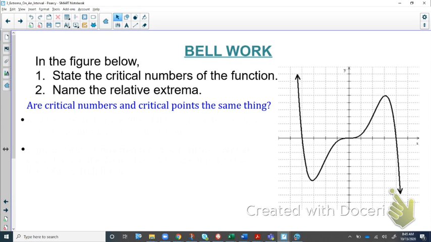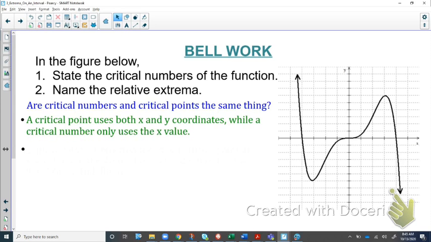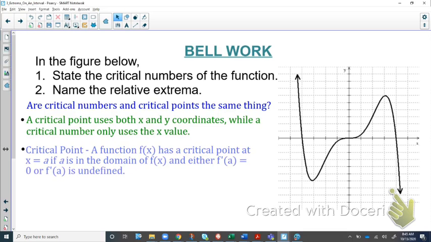So you've seen the definition of critical points in previous math classes, and what's the difference between a critical point and a critical number? Well, here a critical point is going to use the x and y values simultaneously, whereas the critical number is only going to state what the x value is. So what is a critical number? And it should say critical number, not a critical point here.